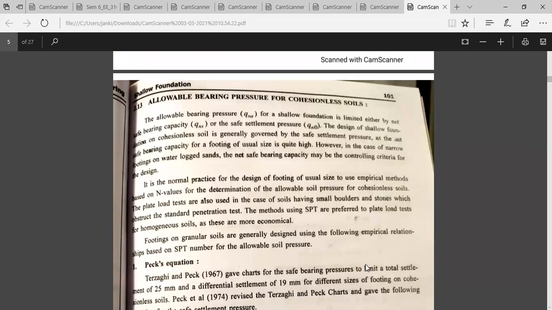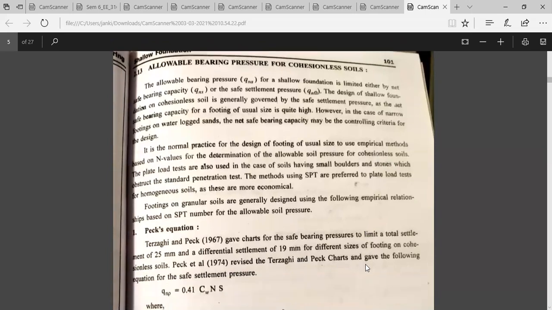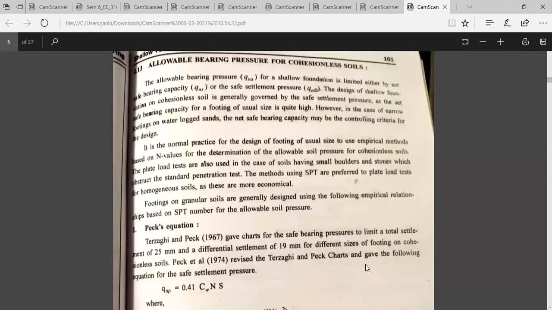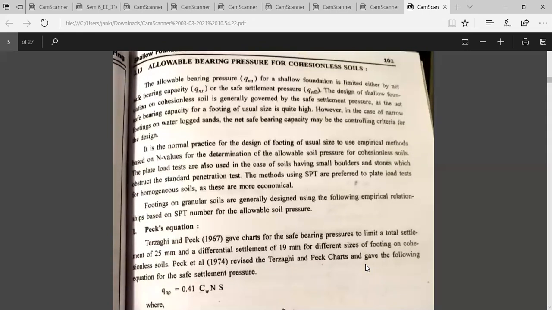Now talking about allowable bearing pressure for cohesive soils, right? The allowable bearing pressure, known as q_na, for a shallow foundation is limited either by net safe bearing capacity q_ns or safe settlement pressure q_nq, right? So the design of shallow foundation on cohesionless soil is generally governed by the safe settlement pressure, as the net safe bearing capacity for a footing of usual size is quite high.